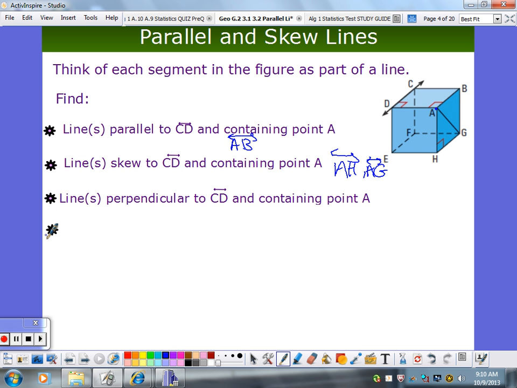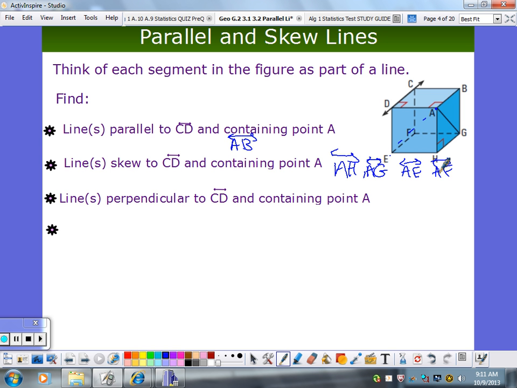Nice. How about any lines perpendicular to CD that contain point A? Yeah. We got another one. Where? Which one? AE. Oh, looks like we go this way. Is that going to work? AF. AE, AF. So if we're going outside of our planes, we can find some more. AG? No, didn't do AG.